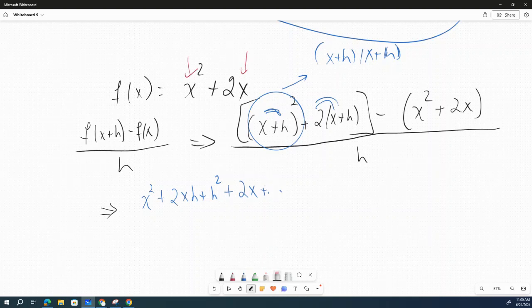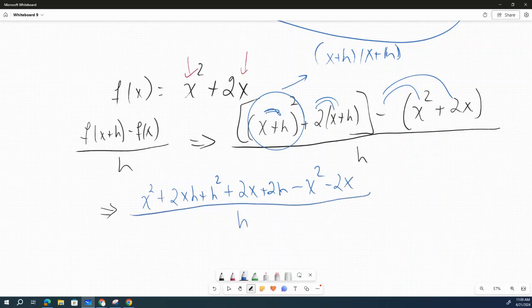All right, let me just clean that up a smidgen. So now I'm going to distribute this negative. I get negative x squared minus 2x, and the entire numerator is sitting over h. Here's a little fun fact. The x squares cancel. Say goodbye to my 2x's. And now check out what you got. You have 2xh plus h squared plus 2h, and the entire numerator is over h.